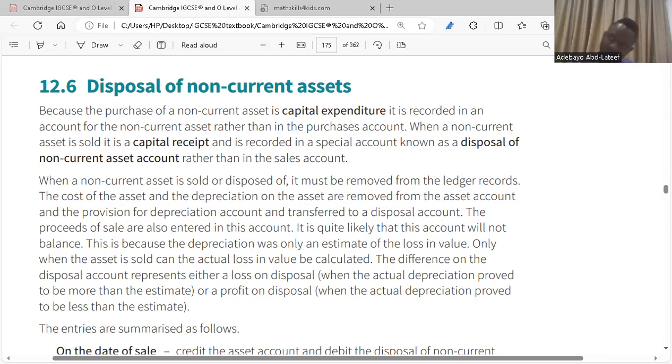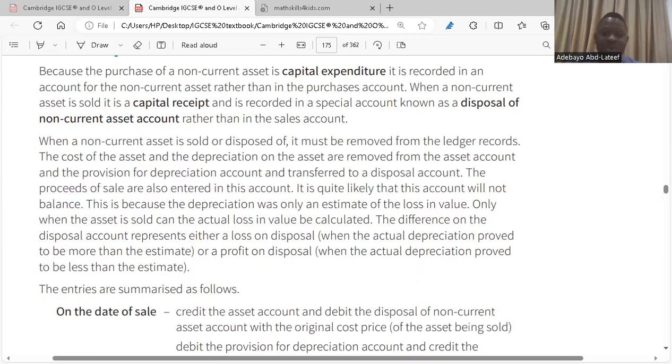So you prepare a ledger for that. You're getting rid of that asset, that's it. So you prepare a disposal account for it. When a non-current asset is sold or disposed of, it is removed from the ledger record. The cost of the asset and the depreciation of the asset are removed from the asset account and the provision for depreciation account and transferred to a disposal account. The proceeds of sale are also entered in this account.